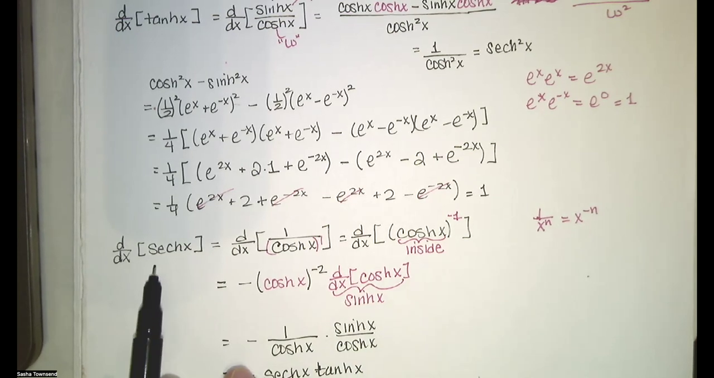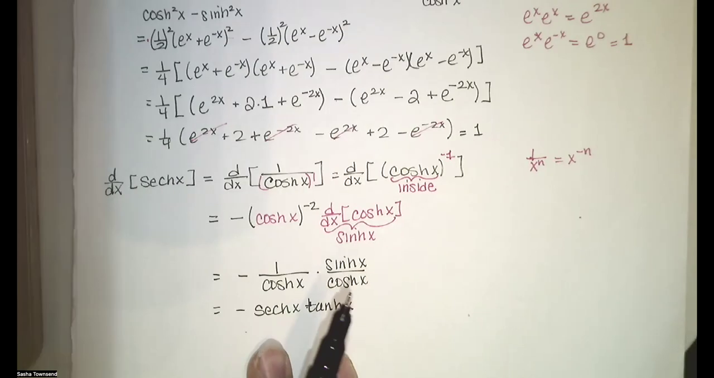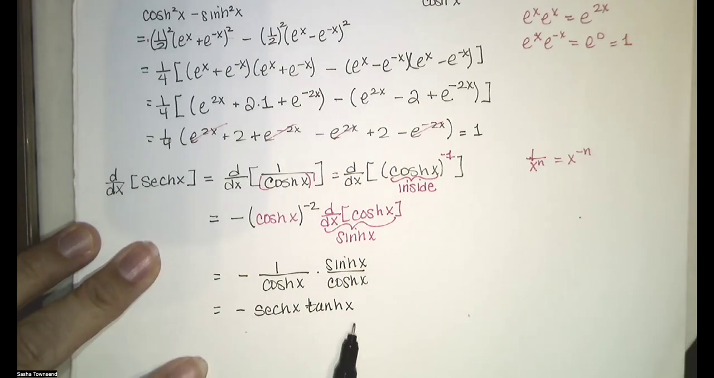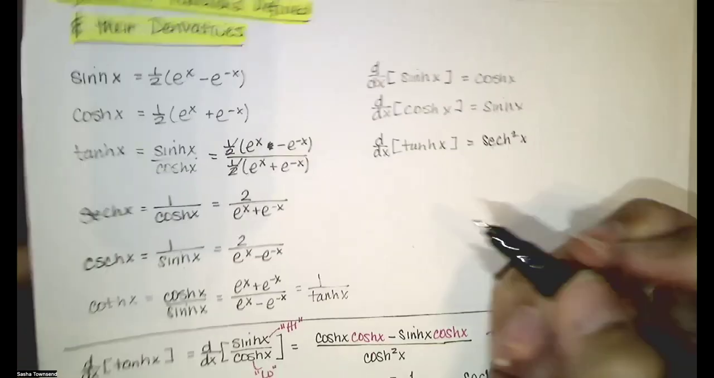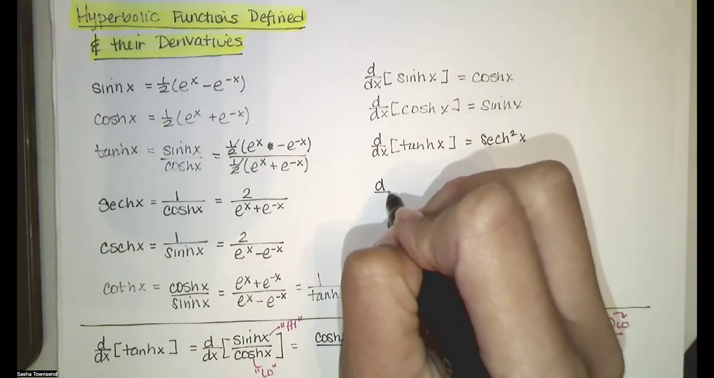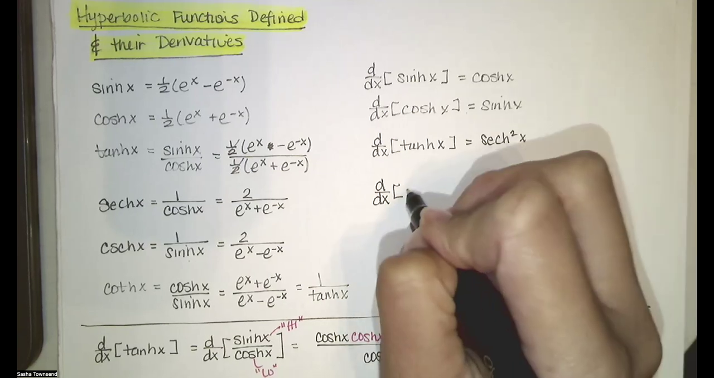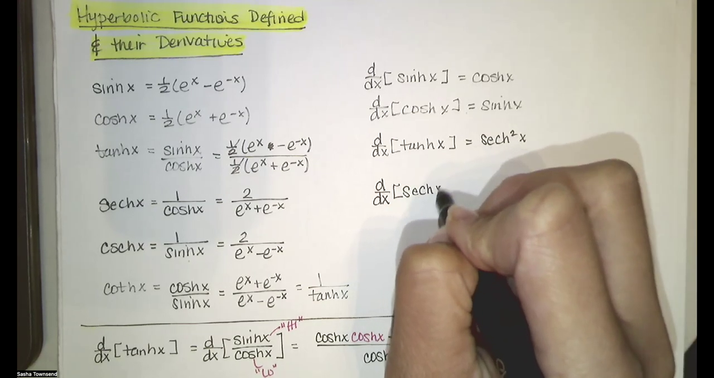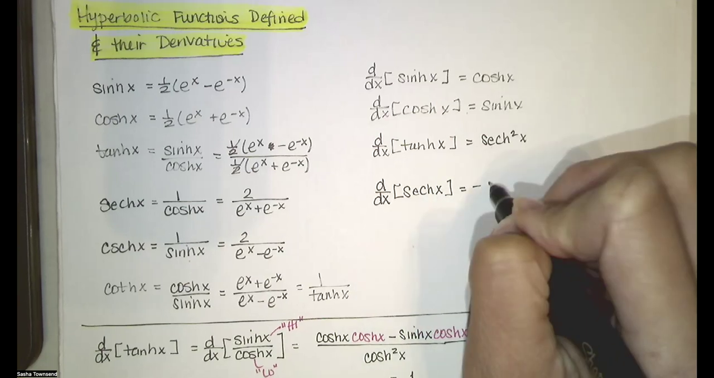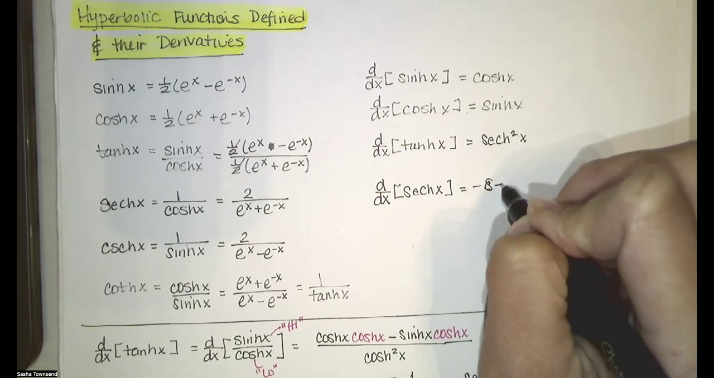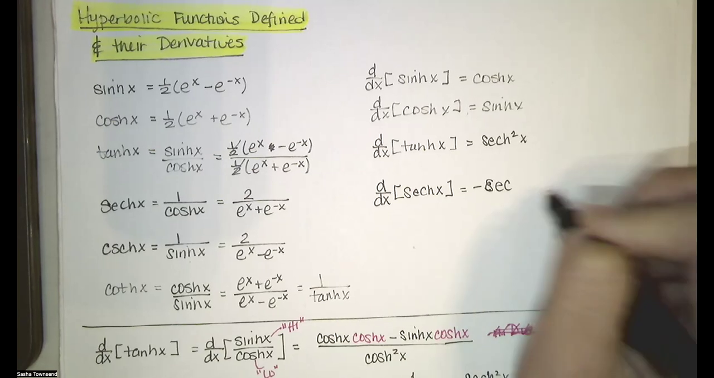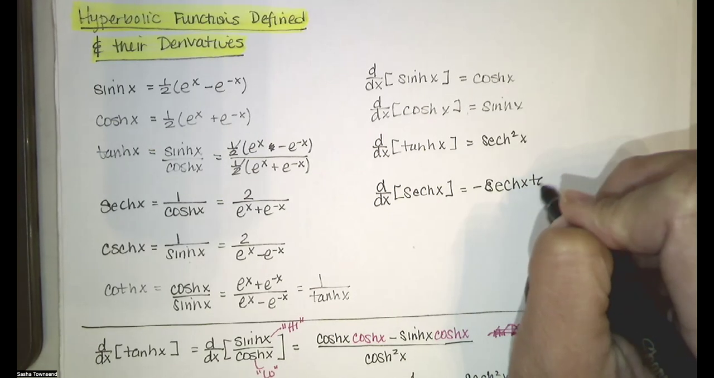So it turns out that the derivative of hyperbolic secant is negative hyperbolic secant of x times hyperbolic tangent of x. It's almost exactly what you would expect because the derivative of secant is secant times tangent. We just end up with an extra factor of -1, and we change the regular secant and tangent functions to hyperbolic secant and tangent functions.